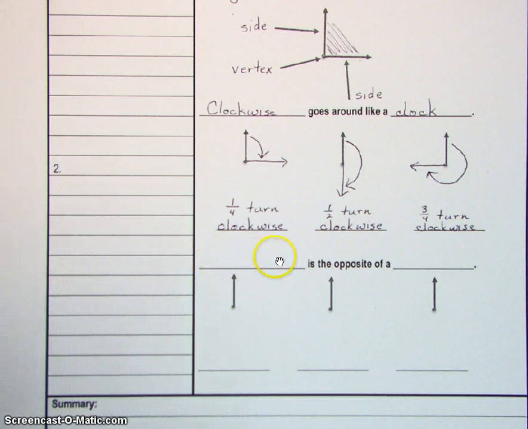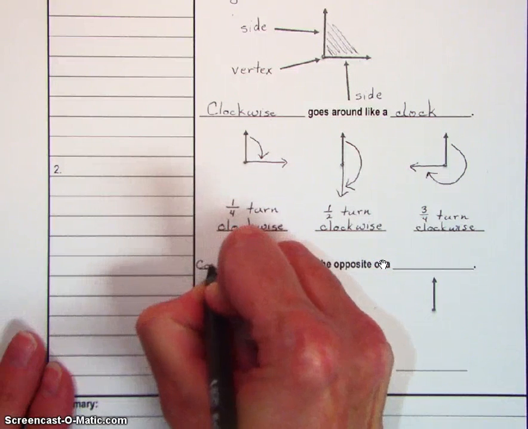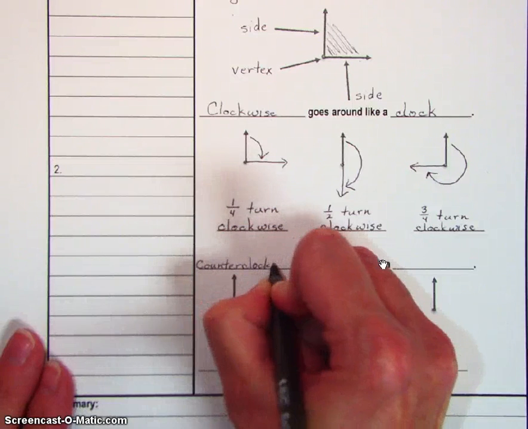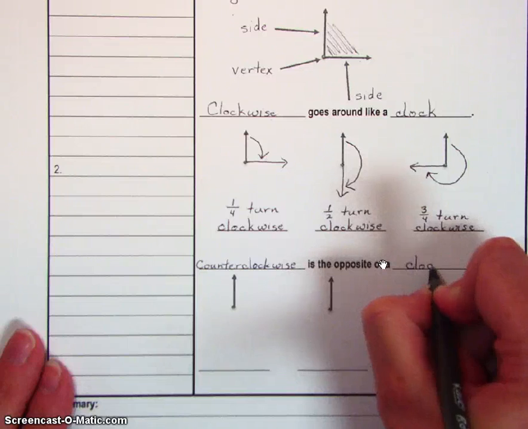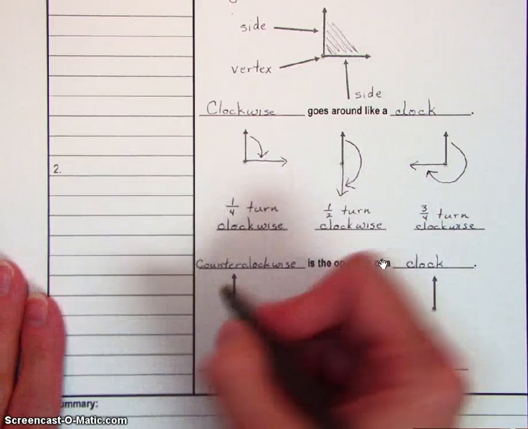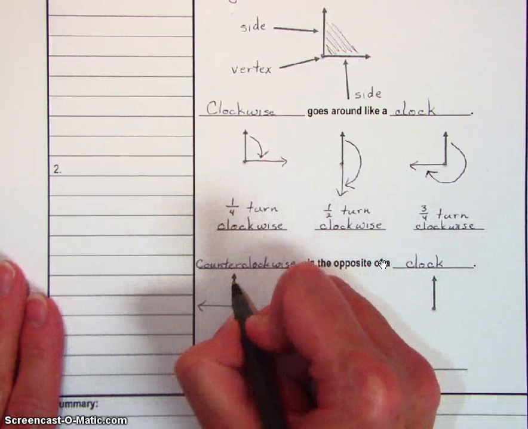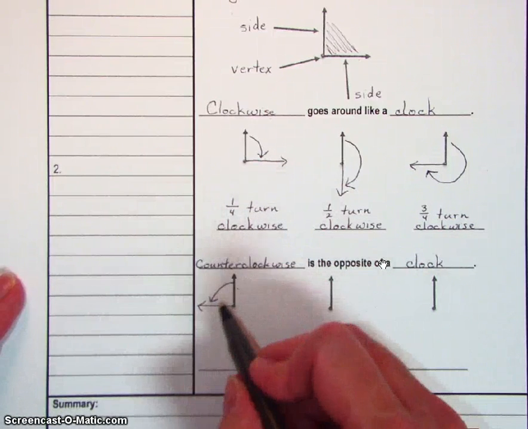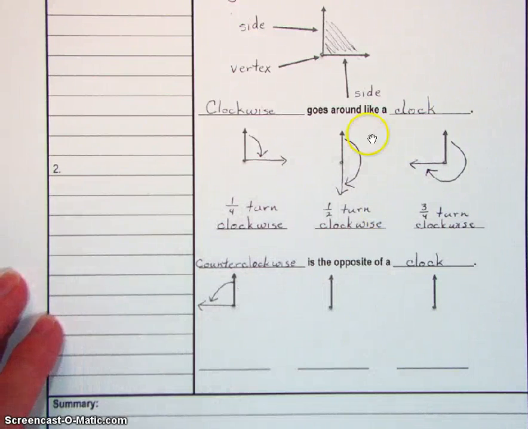So counterclockwise is the opposite of a clock. It goes backwards. So if we put our line over this way, the angle is going this direction this time, so it starts at the side and goes to this side, we are now going counterclockwise. So let's take a look at our little example.